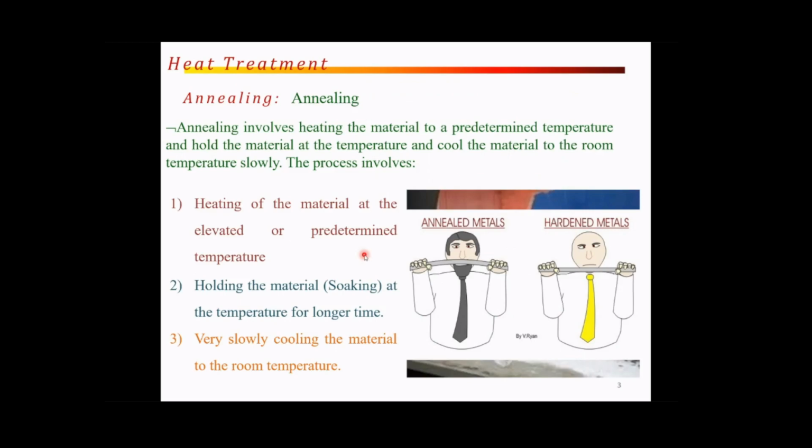In the diagram, we can see hardened material and annealed material. Annealed material will become very soft and ductile, but hardened metal will become very tough, but it will not be ductile and it will not be soft. That is the difference between annealed metals and hardened metals.